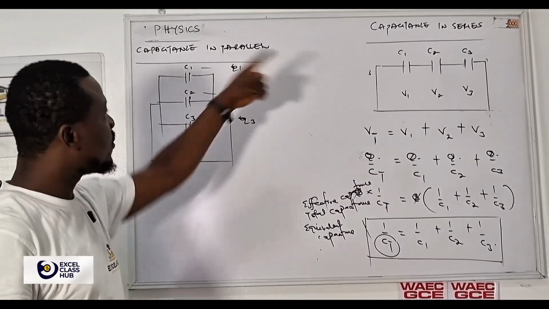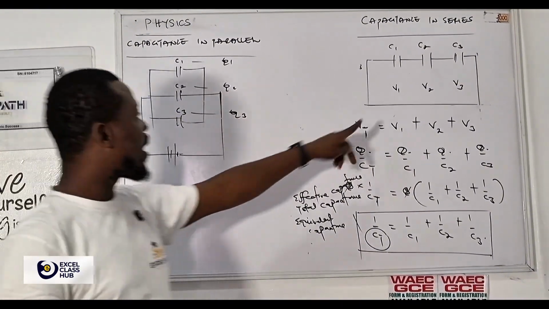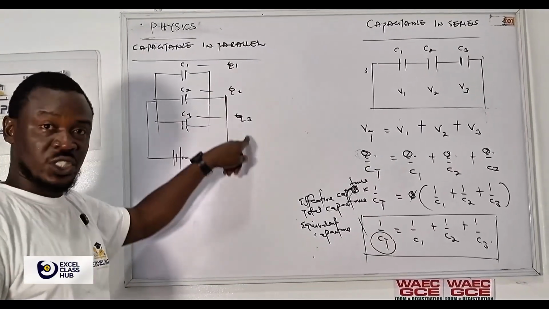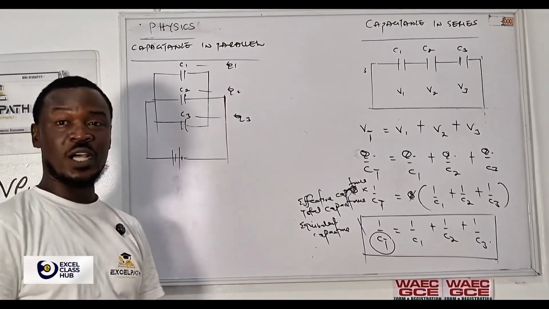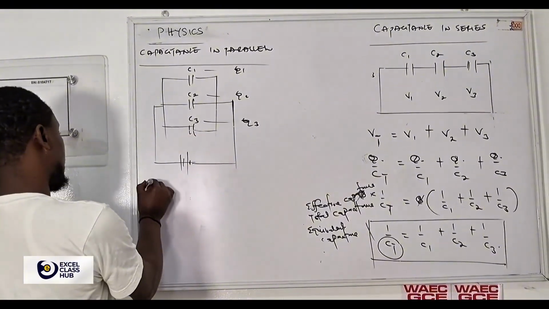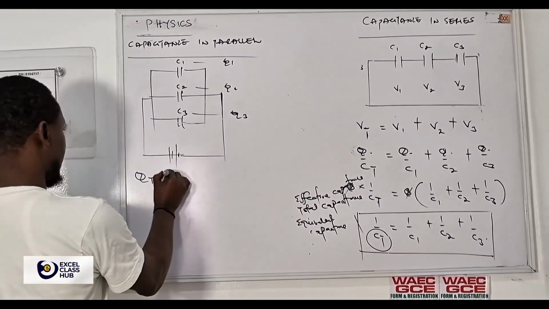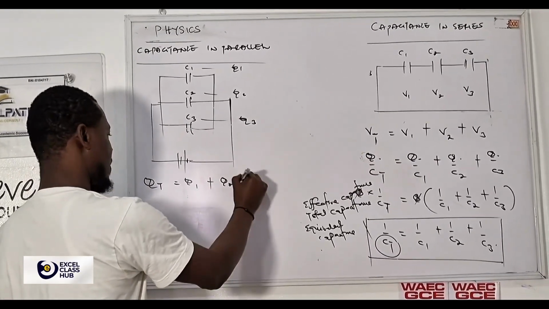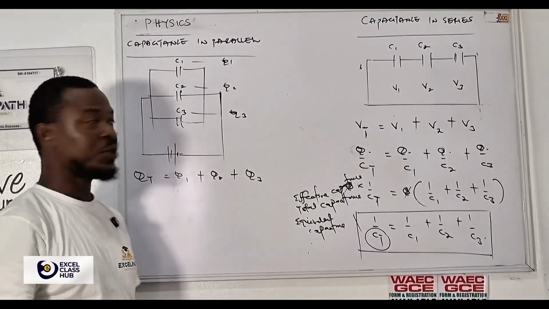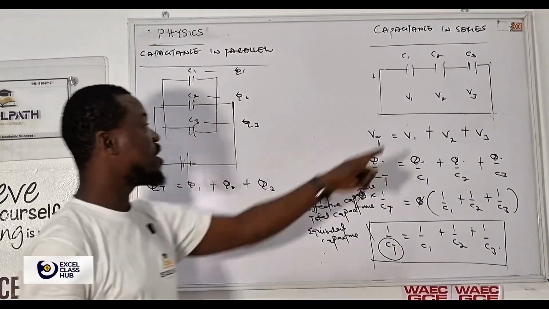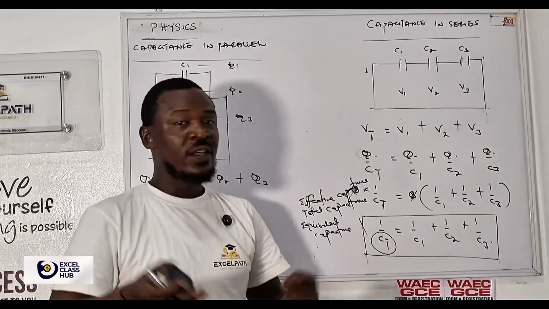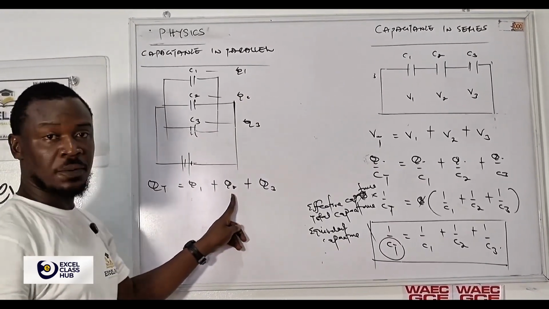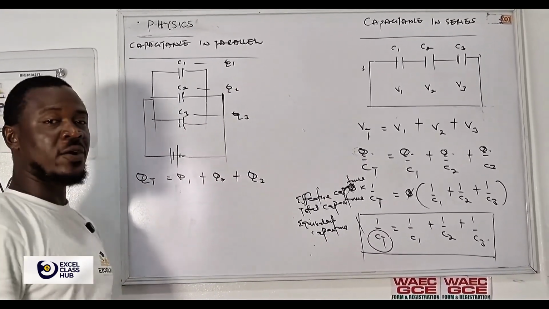If you go back to capacitance in series, we calculated the total potential difference. But what we have here is charge. So here we need to calculate the total charge, which will now be Q total equals Q1 plus Q2 plus Q3. Because there, it was the total potential difference, but here we have the total charge as Q1 plus Q2 plus Q3.